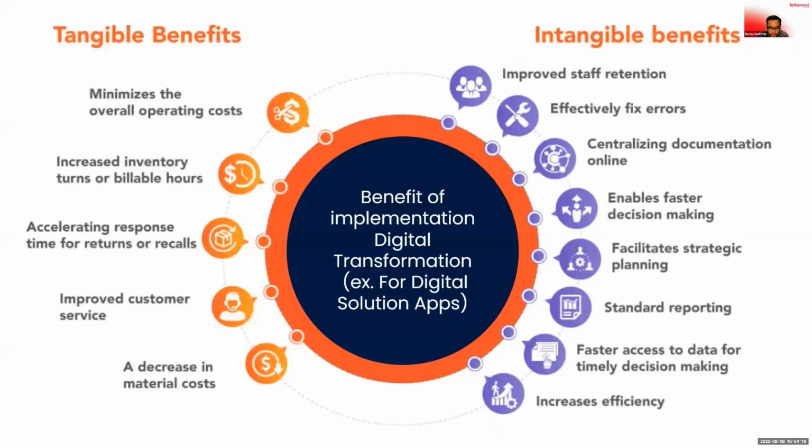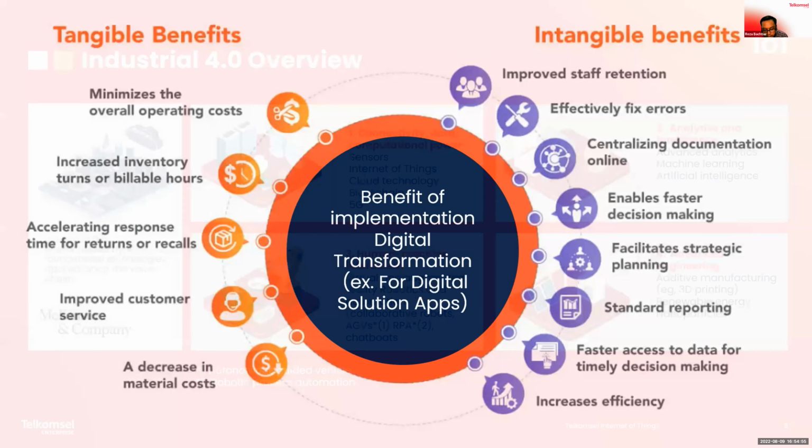And besides the direct impact, when we implement smart manufacturing using 5G, we can also get tangible and intangible benefits. There are a lot of benefits we can get. For example, the direct impact is minimizing the operating costs, and for the intangible, we can improve staff retention and employee satisfaction.